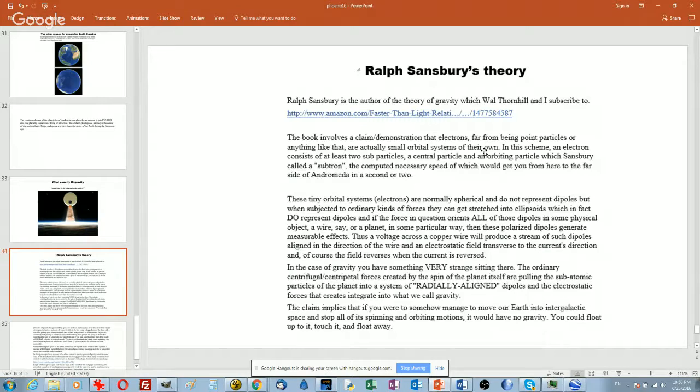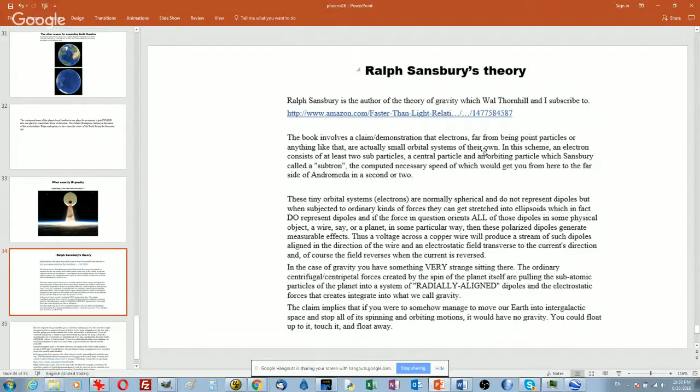Here's what he said. He said that normally an electron, which is a small orbiting system, is in the form of a sphere, which at rest does not represent any sort of electrostatic dipole, whereas when electrons are subjected to any kind of force, which could be a voltage across a wire, they get stretched into ellipsoids, and these ellipsoids do represent dipoles. So all of the millions and trillions of electrons in that wire are going to be stretched into electrostatic dipoles, which are all oriented the same way. Well, of course, that's going to create an electrostatic field.